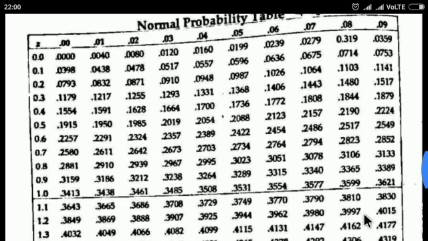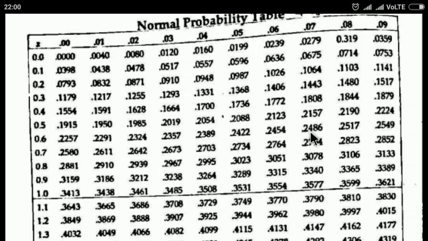Now how to look at this table? Suppose we want to see phi of 0.67. So first we should vertically look for 0.6 and then go for 0.07. So the intersection value is 0.2486. So phi of 0.67 is 0.2486.